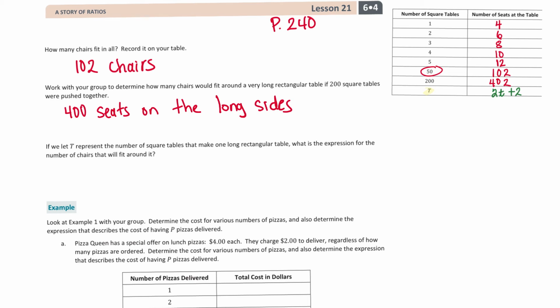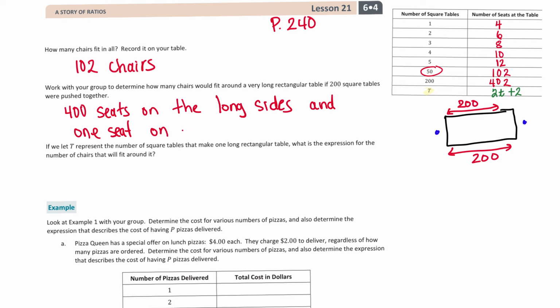I'm a visual person and I like to actually be able to see it. So on this side from here to here, there's going to be 200 seats, and then from here to here will be another 200 seats, and then the 2 seats on the end tables, right? 400 seats on the long sides, and 1 seat on each end of the table. So we're just using words to describe mathematically what we found.